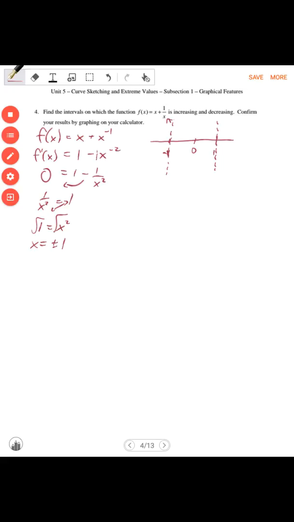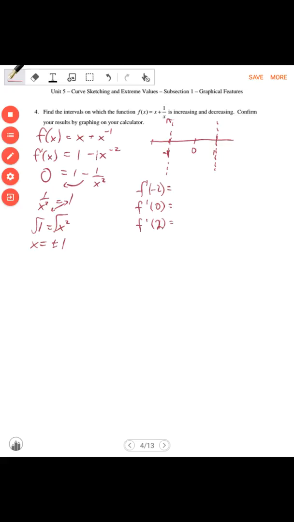Okay, so numbers to check. Negative 2 would be a good one. That's the next integer there. 0 is always a good one if it's available. And the only reason it wouldn't be available is if there was a critical number on 0, and it does happen. But, okay, oops. Positive 2 we'll check. We can't check 1 because we already know that one's going to be 0.